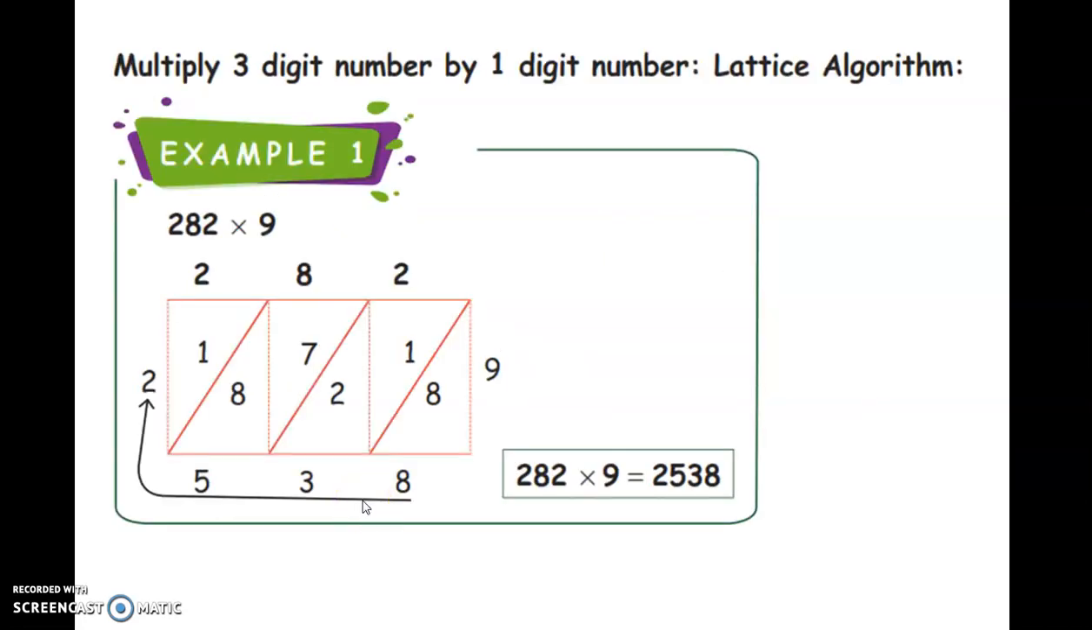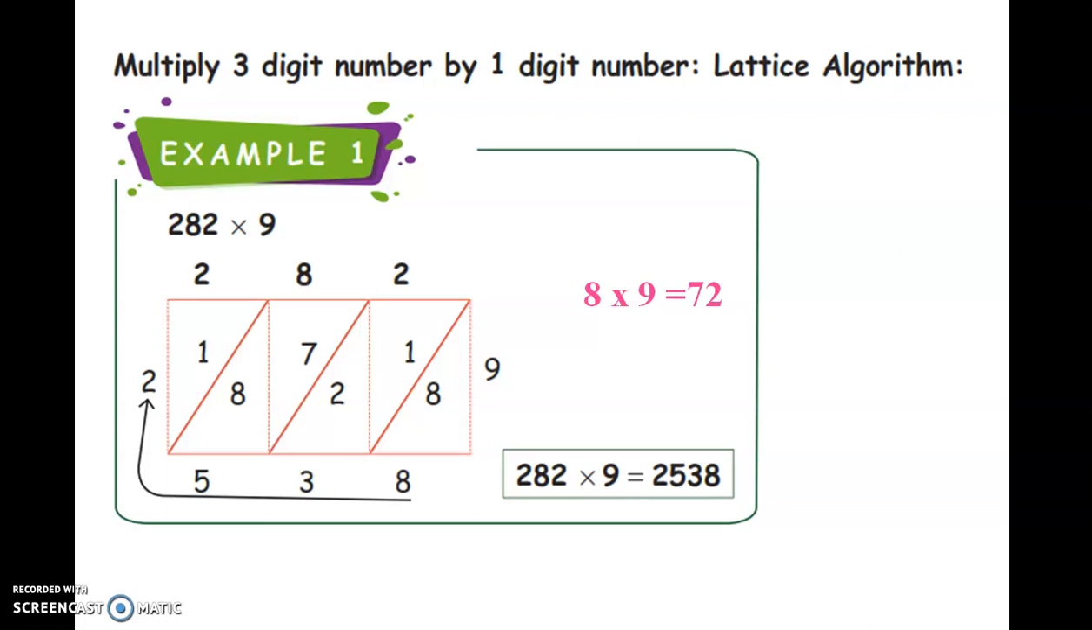Here is an example. Multiply. Now let us see the lattice algorithm. Multiply a 3-digit number by a 1-digit number. Here is an example. Like the 2-digit number, we do it this way. We have to do 2 into 9 is equal to 18. We put 1 at the top and 8 at the low.